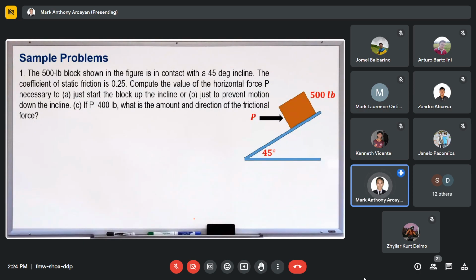Any questions before we proceed to the sample problems? Sir. None. Okay. So in these sample problems we will start with particle systems.